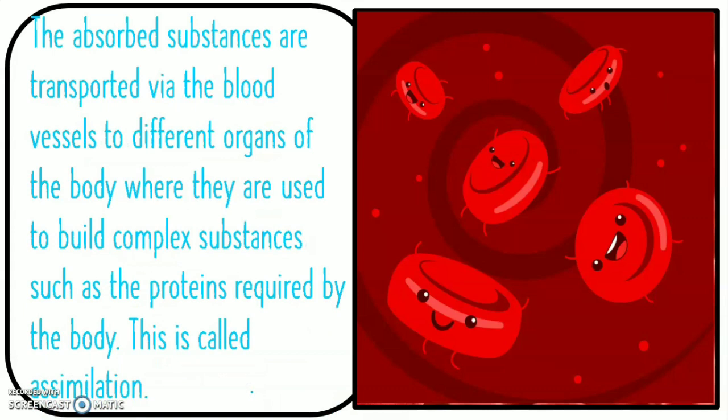The absorbed substances are transported via the blood vessels to different organs of the body where they are used to build complex substances such as the proteins required by the body. This process is known as assimilation.